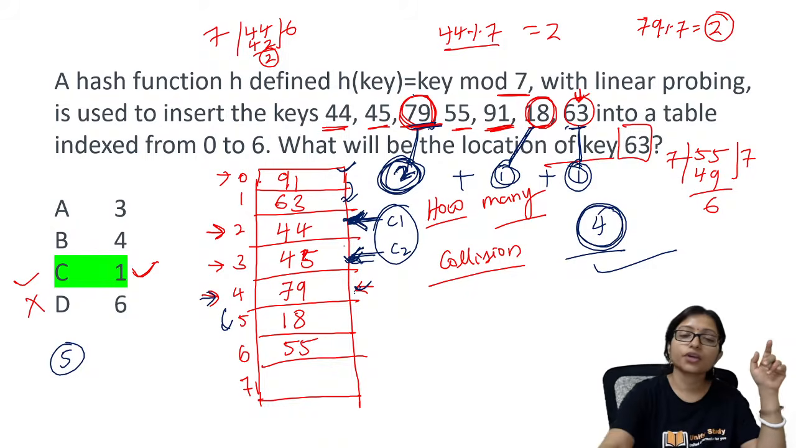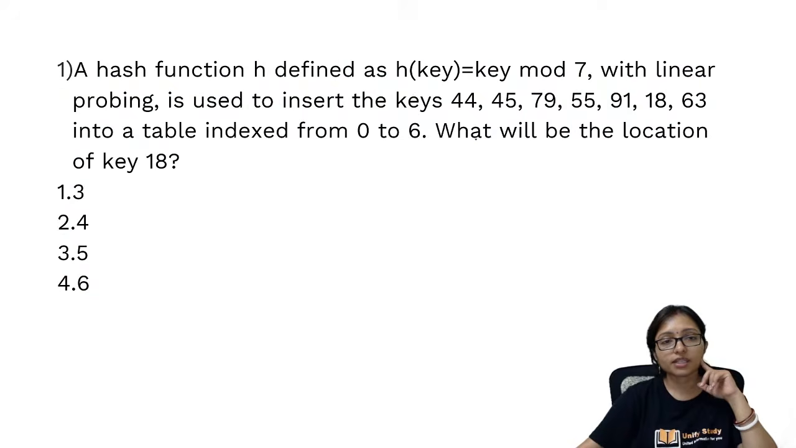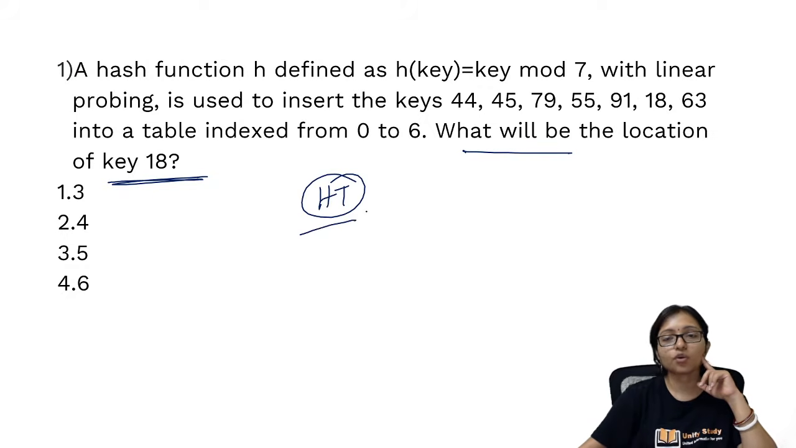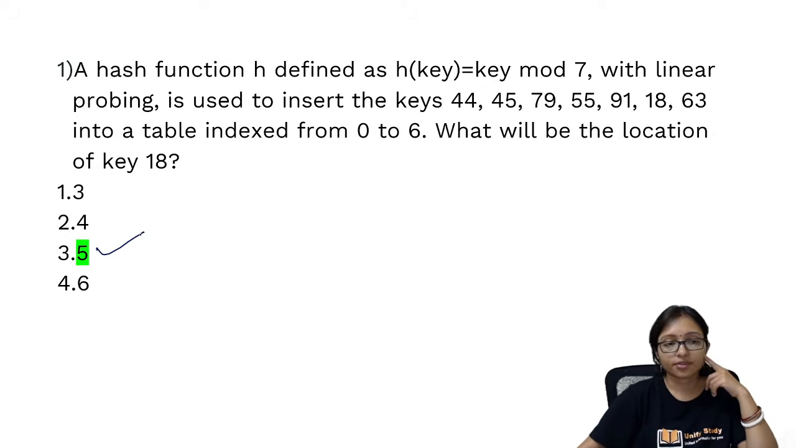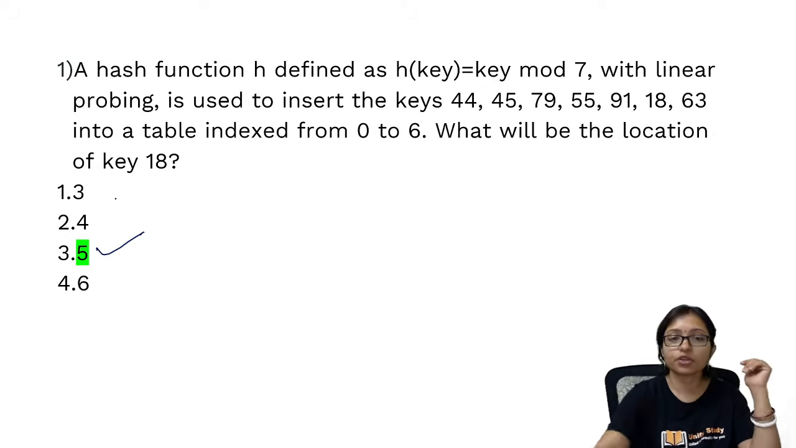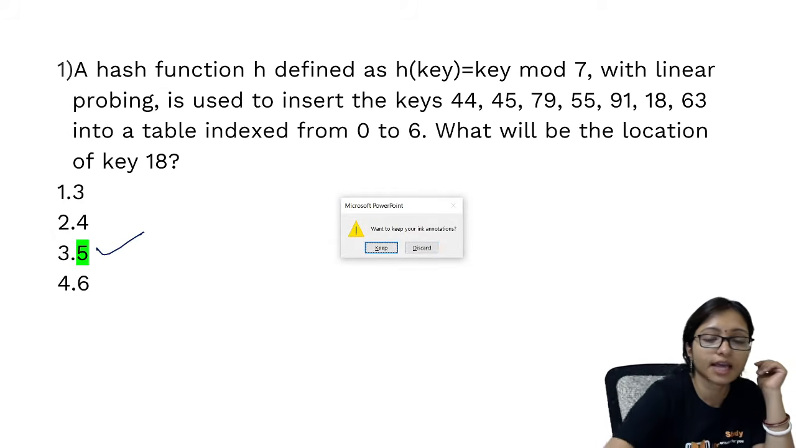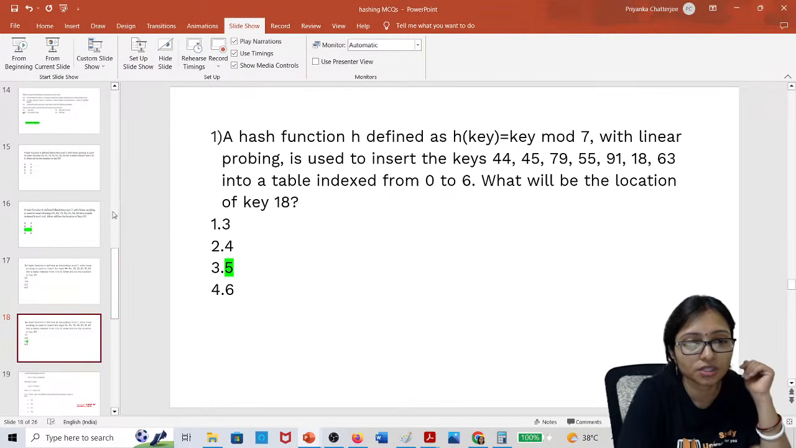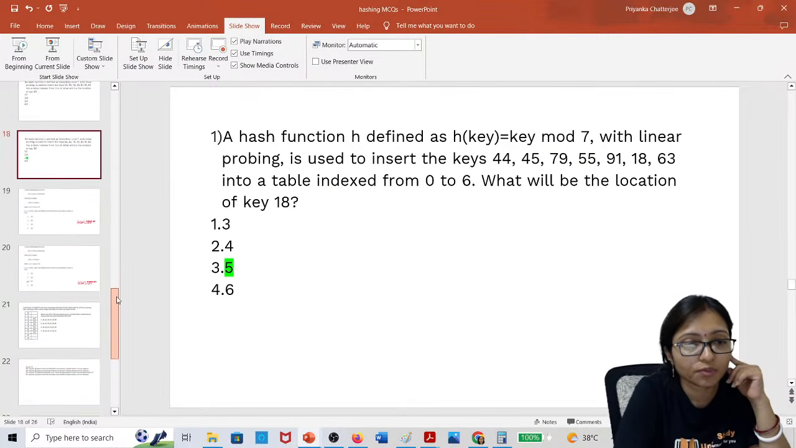Now clear? Okay. So here the question is, what is the location of 18? This is a home task I am giving you. You can try the home task the same way, and the answer will be 5. I am not doing the same question again. Now I am going to do the next question, which is a highly expected question, from where you can get the comprehension type question.